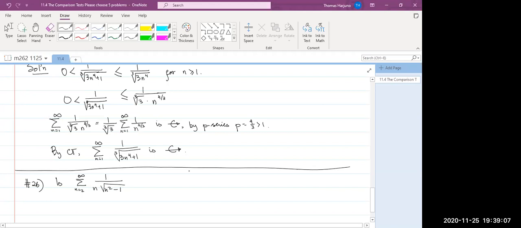But I have the feeling that this 1 over n times square root of n squared minus 1 will behave quite closely to 1 over n times square root of n squared, which is 1 over n squared. So I will do limit comparison with them.